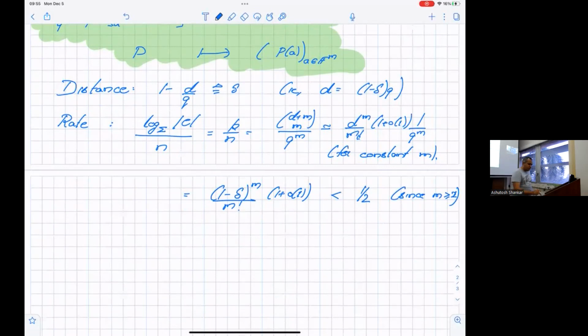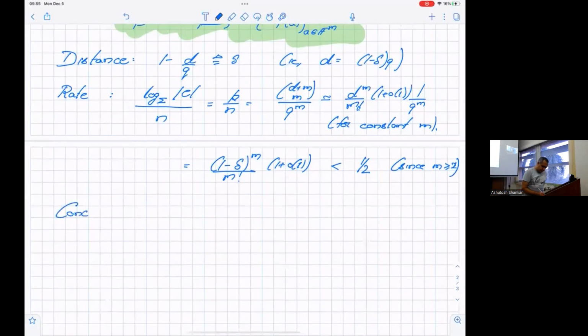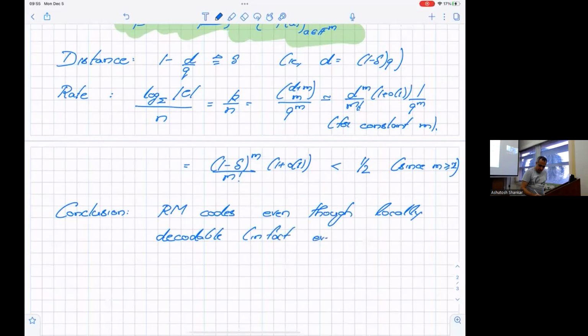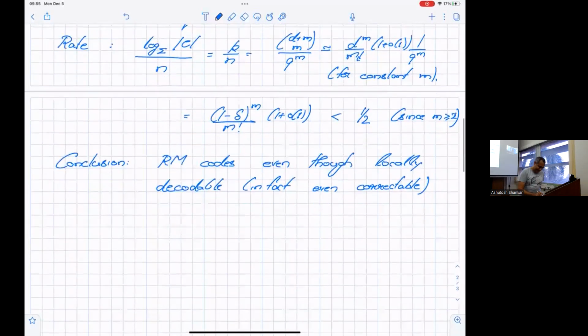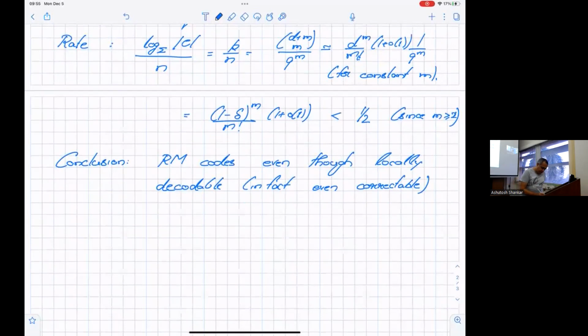So the main conclusion is the following: RM codes, even though locally decodable, in fact even correctable, are using q equals order n to the 1 over m queries.